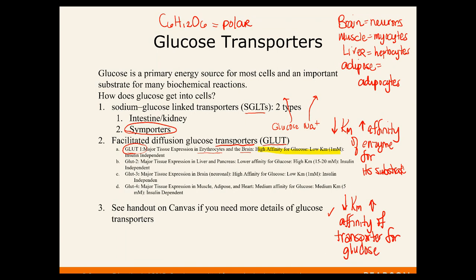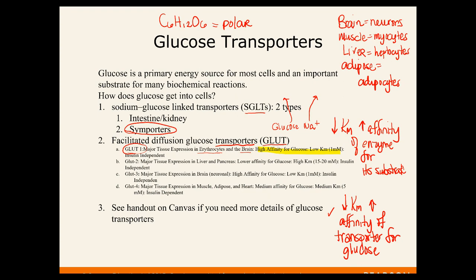So when they have such a low Km, what that means is, the brain's a great example, the brain really needs glucose to fire neurons and keep our brain signaling going. So it's going to have transporters that are very, very effective at bringing glucose into the cell.